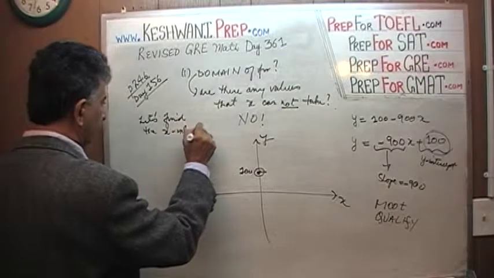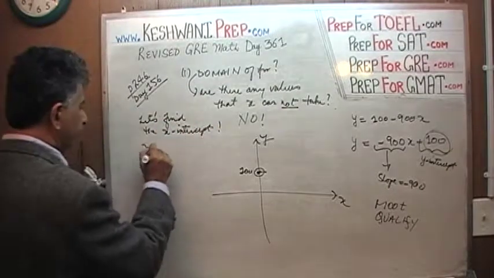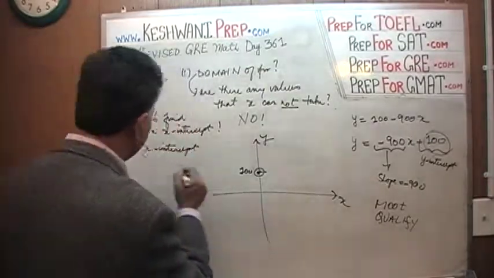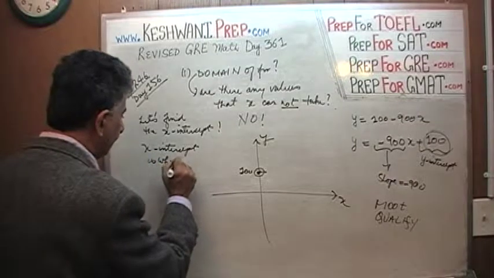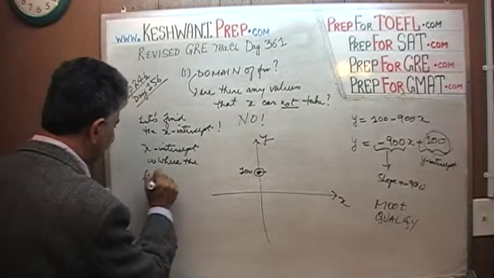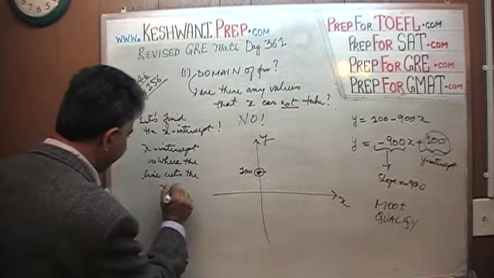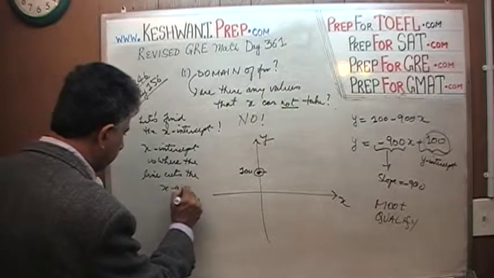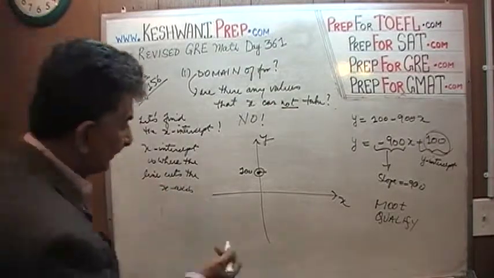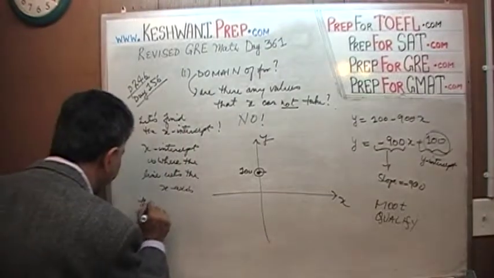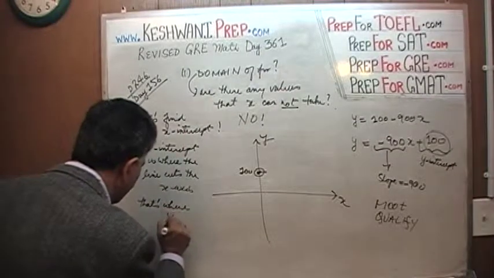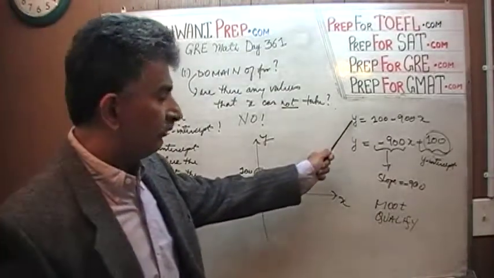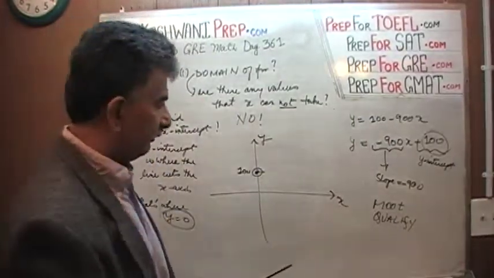Let's find the x-intercept. The x-intercept is where the line cuts the x-axis. And what's the y-coordinate at that point? When the line cuts the x-axis, y is equal to 0. So we're just going to set this equation equal to 0 and solve for x. That's all it is.